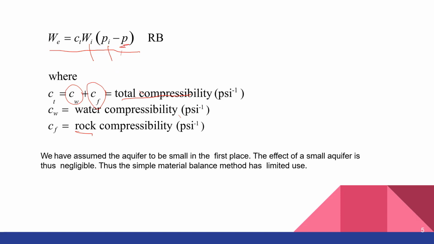We have assumed that the aquifer is small in the first place, and the effect of a small aquifer is thus negligible. Because it is negligible, this simple material balance method has really limited use. In reality, this is not very practical because a reservoir should have a water aquifer instead of just a small aquifer in a straight line. But this method is important for us to understand the concept of water aquifer.